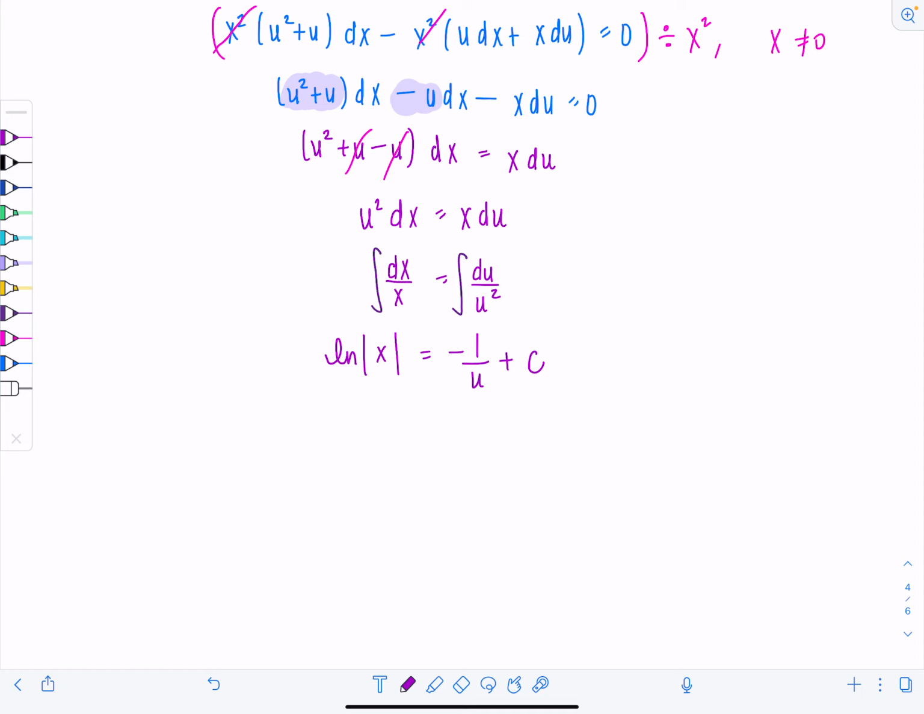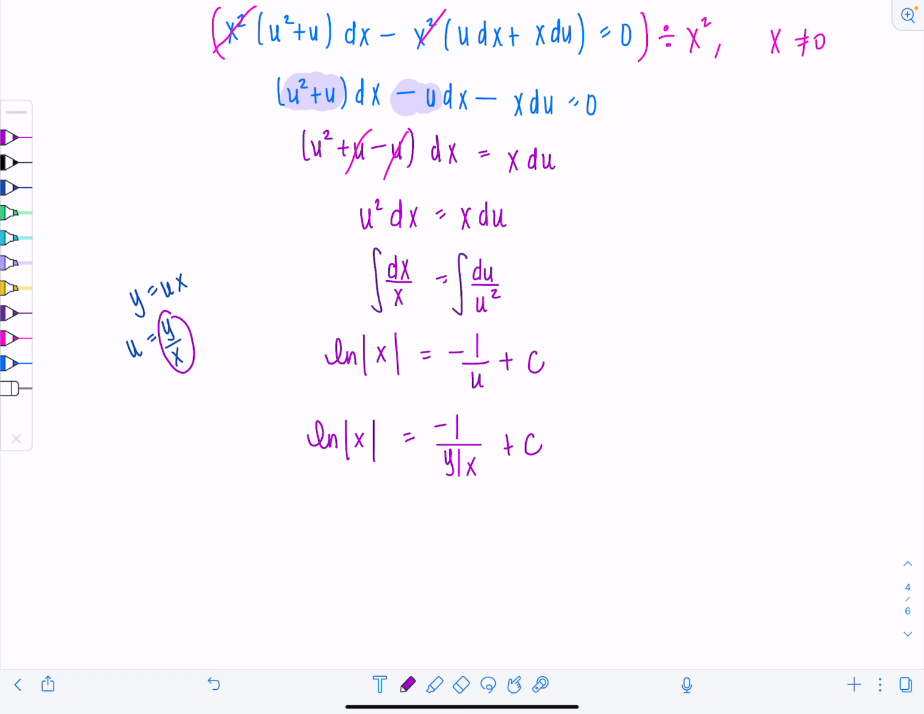Now we have to rewrite our solution in terms of the original variables, which were x and y. So remember, the substitution that we made was we let y equal u times x. That means u is equal to y divided by x. So what we're left with is, on the left-hand side, we still have natural log absolute value of x equals -1 over, and u is y over x, plus c.